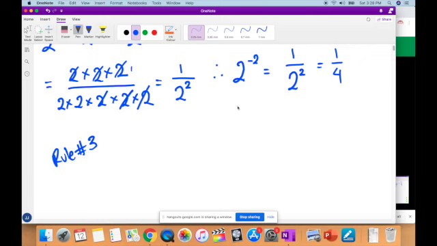So the generalization for this is any number to a negative power is actually a fraction to that power.